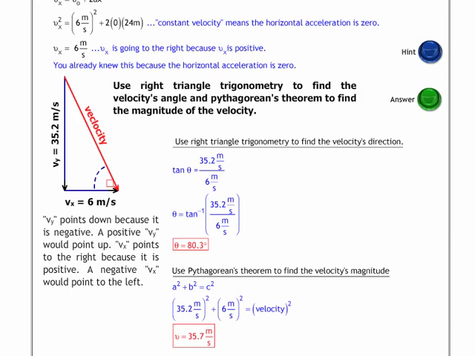If a problem ever asks you to find just the impact speed or just the speed, your answer would just be 35.7 and you wouldn't need to use the trig to find any other parts of the answer.